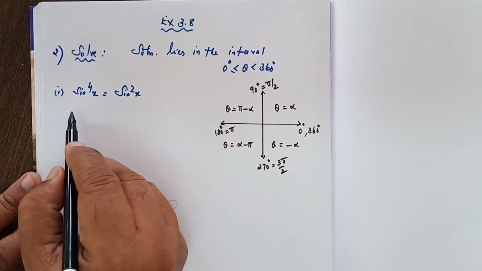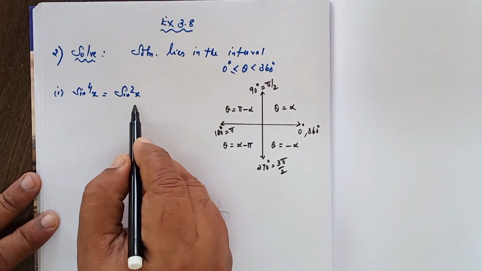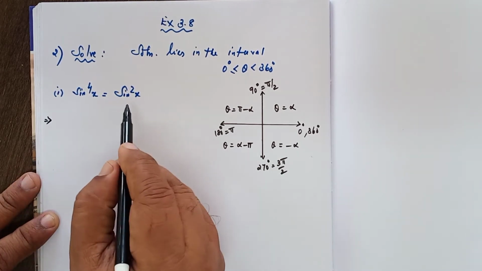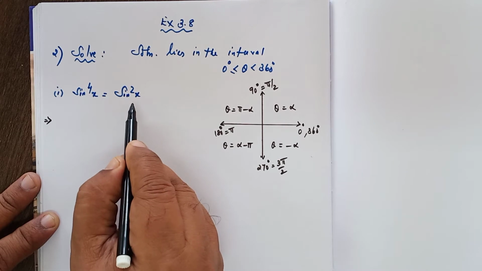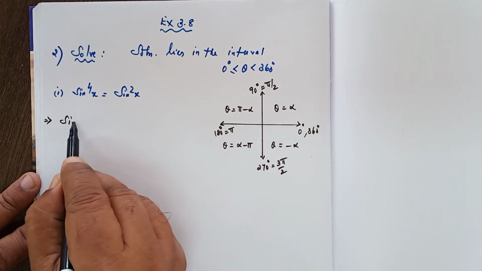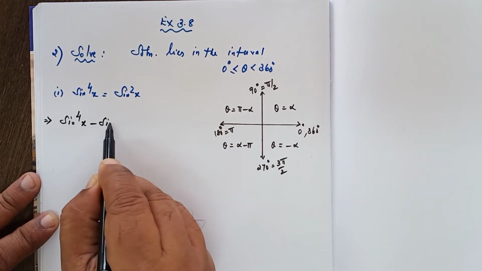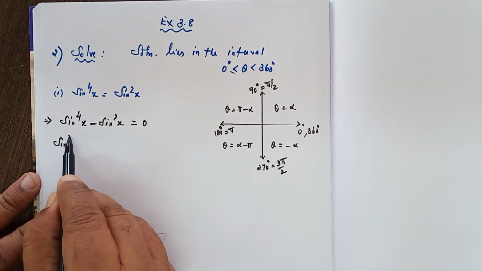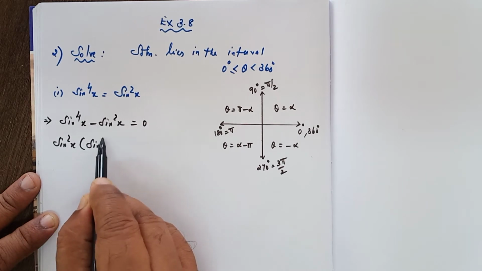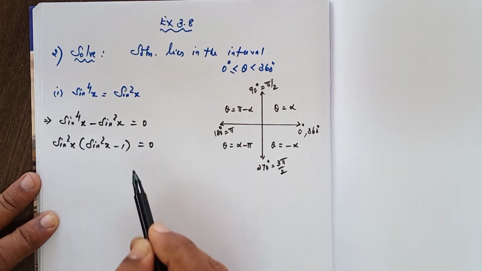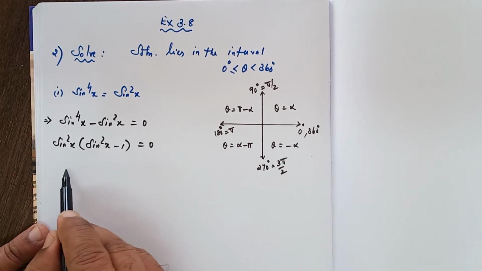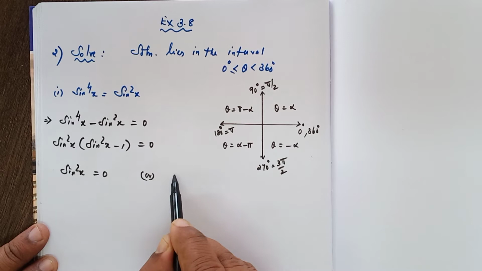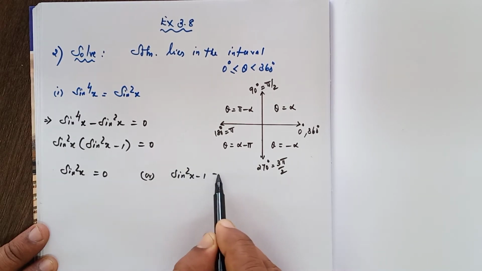Okay. Now, sin power 4x is equal to sin squared x. You are not supposed to cancel sin squared x here because x is a solution here, so it should be taken to the left hand side. Sin power 4x minus sin squared x is equal to 0. Now you can take sin squared x as common. If you take sin squared x as common, you will be getting sin squared x into sin squared x minus 1 equal to 0. Product of these two equals 0 means either sin squared x equal to 0 or sin squared x minus 1 equals 0.